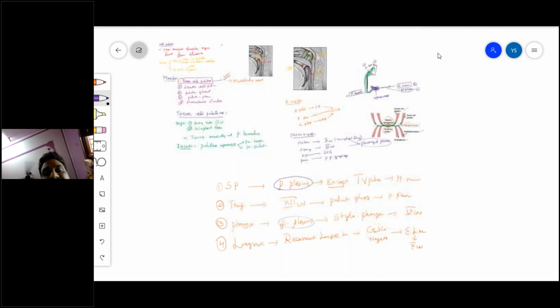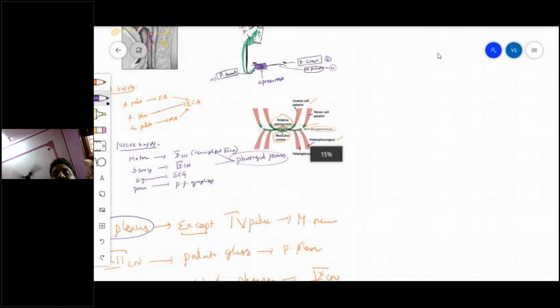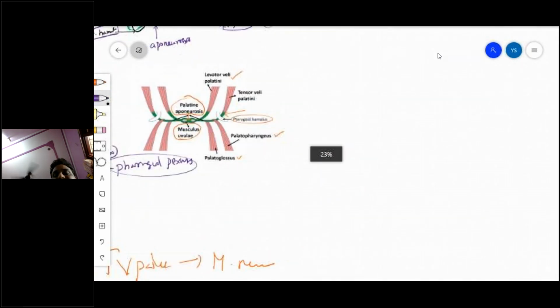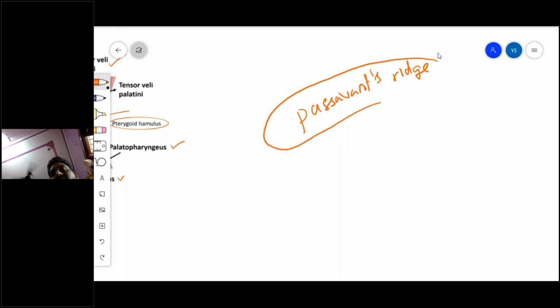Clear, amma? Any doubts? So regarding the soft palate, one more thing is there that I will write here. That is Passavant's ridge. What is Passavant's ridge? Once you go through your book, if you have any doubt, you ask me in the dissection hall.